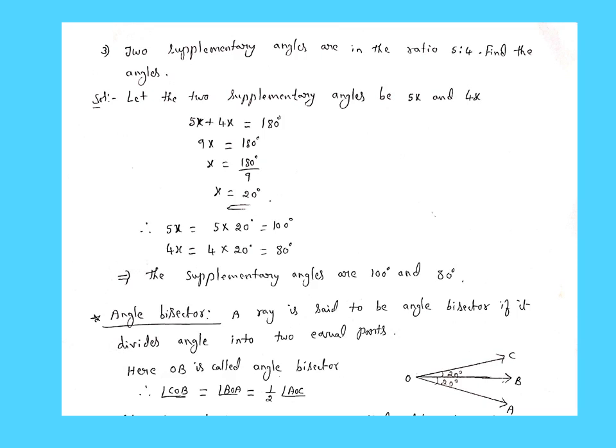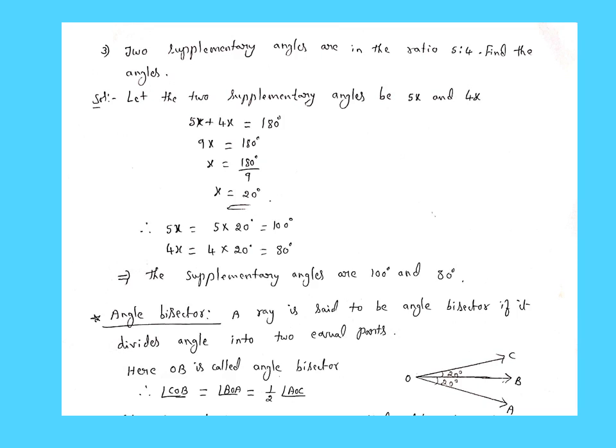So we have to find out the x value. We have found the x value and we have to find what is 5x and what is 4x. 5 into 20 degree, substituting the x value 20 degree, you will get 100 degree, and 4 into 20 degree, you will get 80 degree. When you add up these two, you will get 180 degree. Therefore, the supplementary angles are 100 degree and 80 degree.